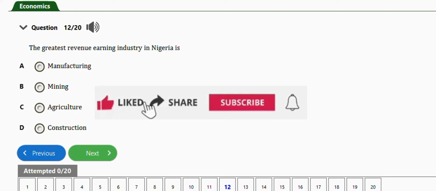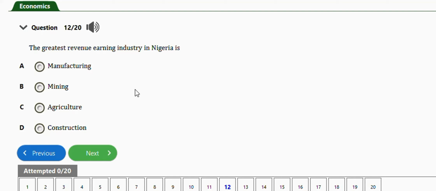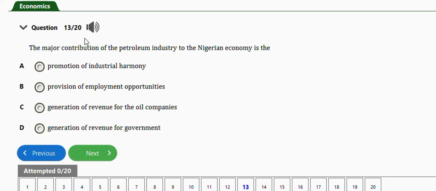So this question says the greatest revenue any industry in Nigeria is manufacturing, mining, agriculture, construction. So the right answer is option B, mining. Okay, next question says the major contribution of the petroleum industry to the Nigerian economy is the promotion of industrial harmony, provision of employment opportunities, generation of revenue for the oil company, generation of revenue for government. So the right answer is option D, generation of revenue for the government.